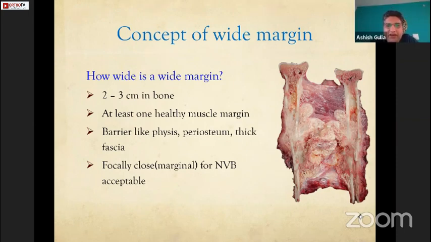So the perineurium, or the sheath around the vessels, are considered as fascias which have resistance for tumor spread. Hence, you can be focally close in these areas and your margin of resection will be adequate. And this is what we talk about in the concept of barriers given by Kawaguchi.